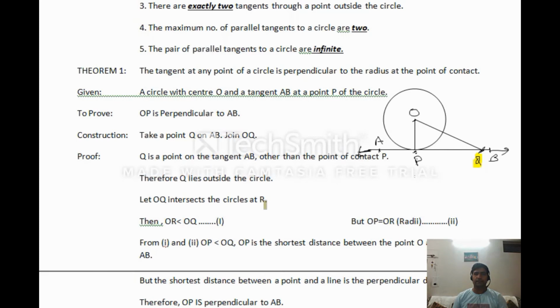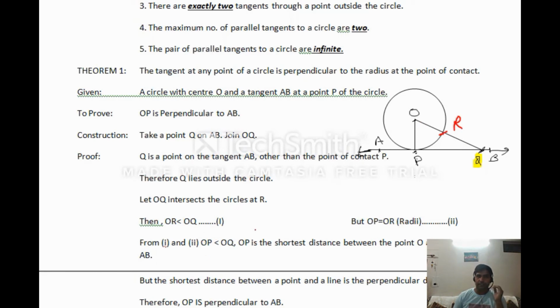Let OQ intersect the circle at R. Let us mark this point as R. Then OR is less than OQ. Why is OR less than OQ? As you can see, OQ is OR plus something. So we can easily say OR is less than OQ.